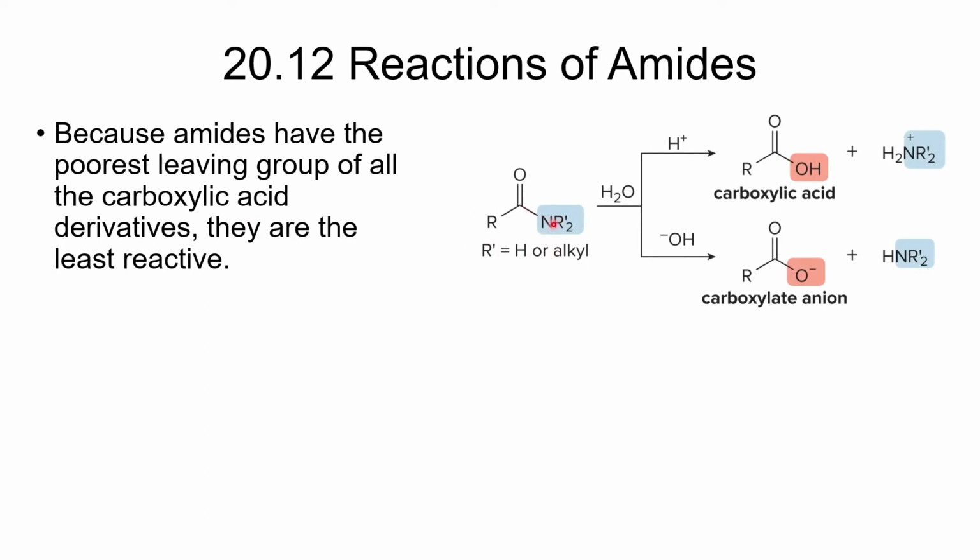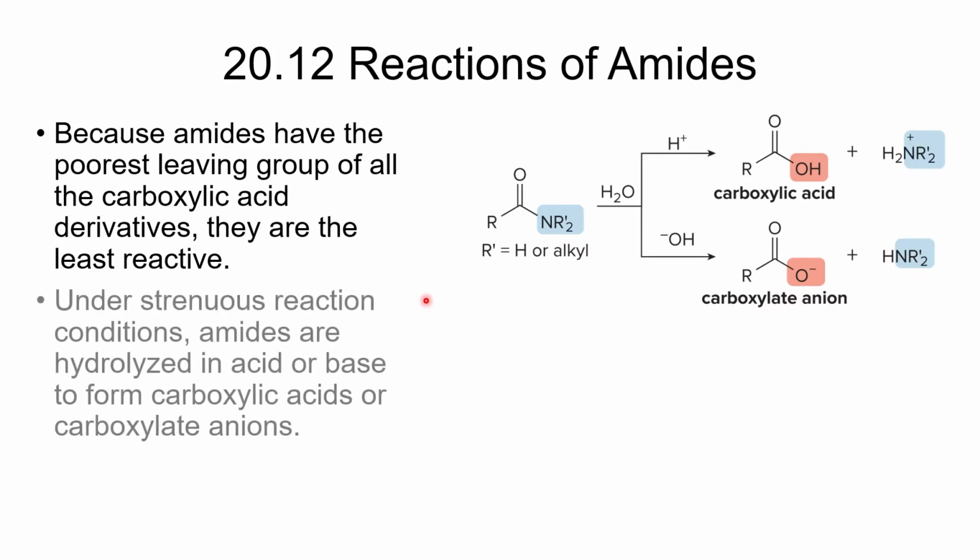And so we can take amides and we can hydrolyze them either with aqueous acid or with aqueous base. If we hydrolyze them with aqueous acid, we will get the carboxylic acid and the protonated amine as products. If we do it with base, we will get the carboxylate anion and the unprotonated amine as products. It does take warm conditions to do this.